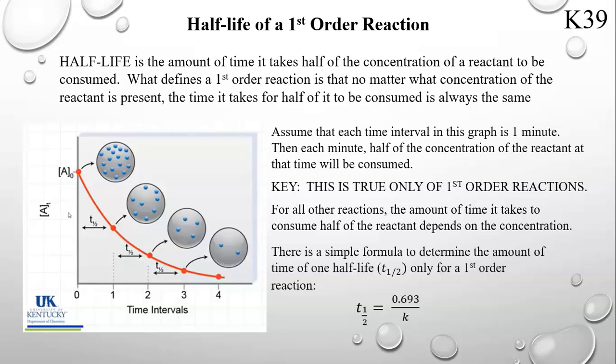So there's a simple formula to determine the amount of time one half-life is for a first order reaction. You simply take 0.693 over the rate constant K, and that will tell you how long a half-life of a first order reaction is. And I'll give you some of those problems to work in the assignment. They're just simple plug in the number problems.